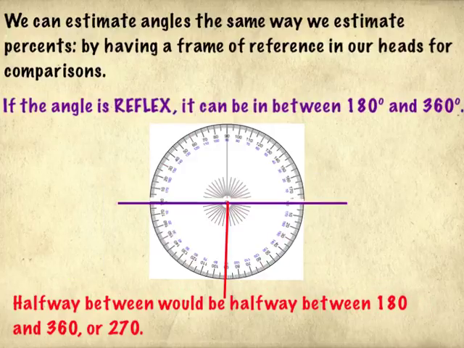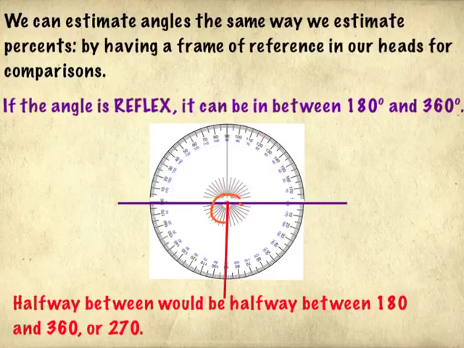Now if an angle is a reflex angle, we know it's going to be someplace between 180, which is a straight line, and 360, which would be a full circle. Halfway between 180 and 360 is 270. So this is another useful angle just to be aware of. This would be the angle of 270 degrees. If you know that that's 270, this is 180, and a full circle would be 360, again, it just makes it a little easier to do estimation.